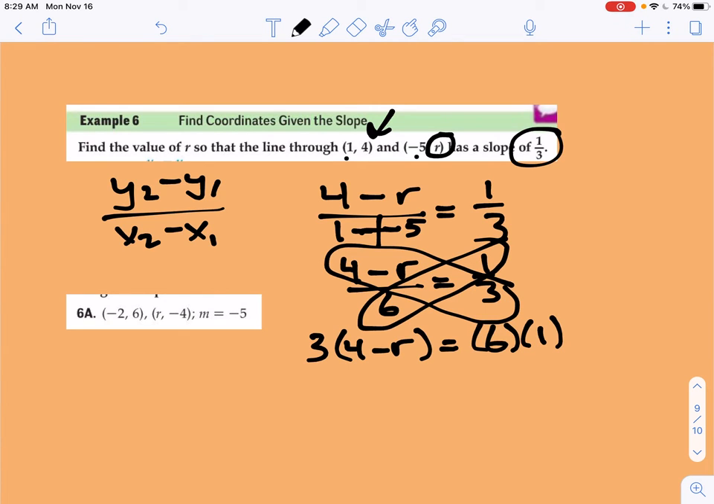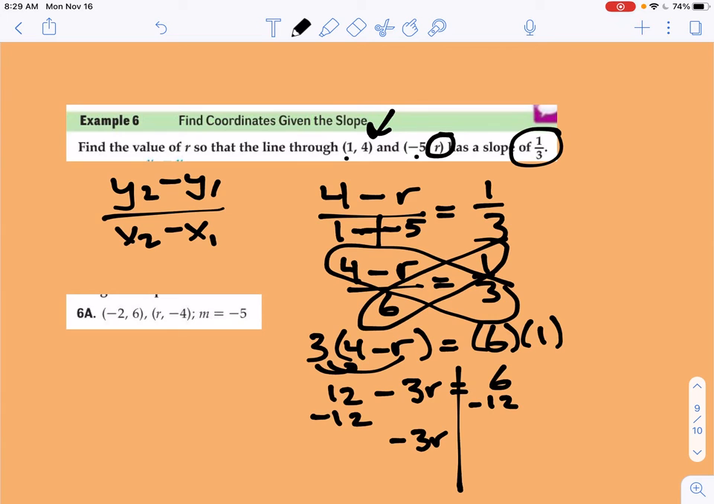All right, so let's do some simplifying. So 3 times 4 is 12. 3 times negative r is minus 3r equals 6. I'm going to solve for r. So first of all, I've got to get that negative 3r by itself. I'll do that by subtracting 12 from both sides. That leaves me with negative 3r equals negative 6. And then if I divide both by negative 3, I will get r is equal to 2.